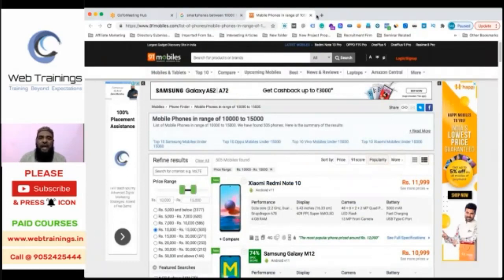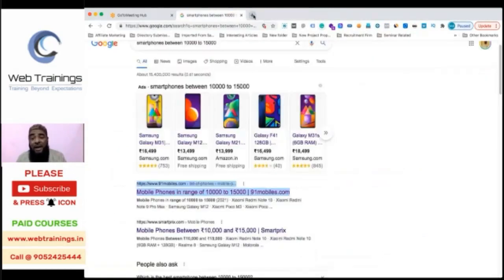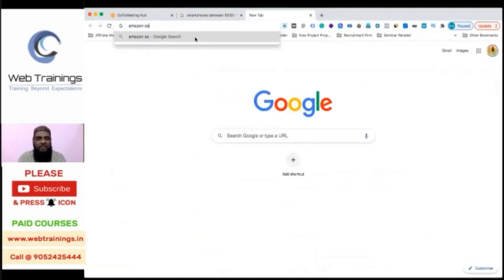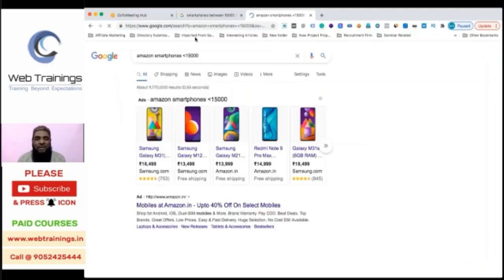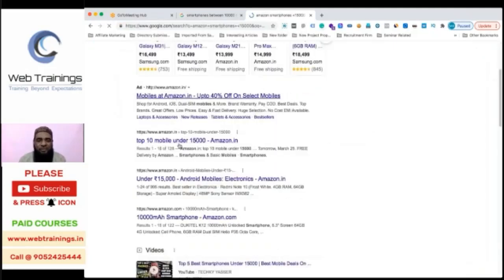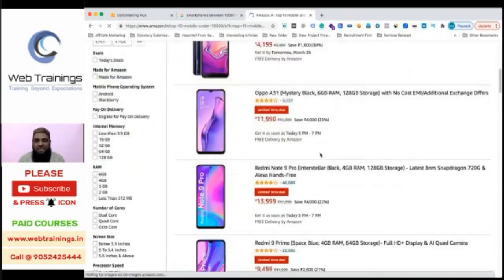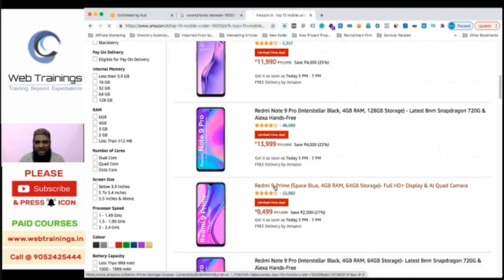So what I did then is, I went to Amazon, and my query was something like this, because I buy on Amazon only. So: Amazon smartphones less than 15,000. Now I'm excluding everyone else, I'm just going to Amazon. When I went to Amazon, I started looking at their different models, their reviews, their options. As far as products are concerned, we buy directly from Amazon, right? So I selected one of these options, and I bought it. I actually bought the Redmi 9 Prime.